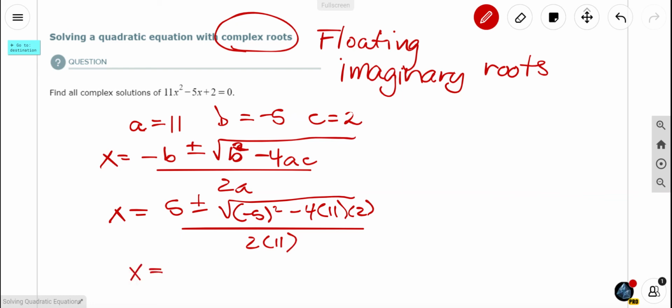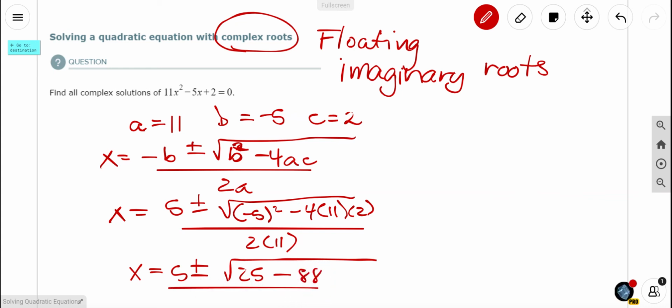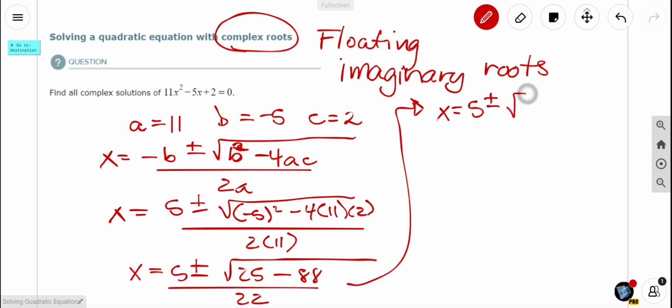x is equal to 5 plus or minus the square root of, and now do the math. 25 minus 4 times 2 is 8. 8 times 11 is 88, all over 22. Keep going. Okay, x is equal to 5 plus or minus the square root. What is 25 minus 88? Well, 88 is bigger. So 8 minus 5 is 3, 8 minus 2 is 6, 63. Negative 63 all over 22.